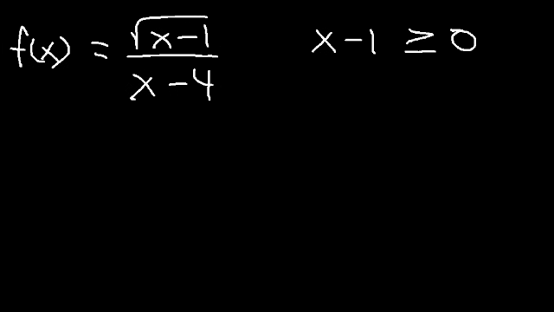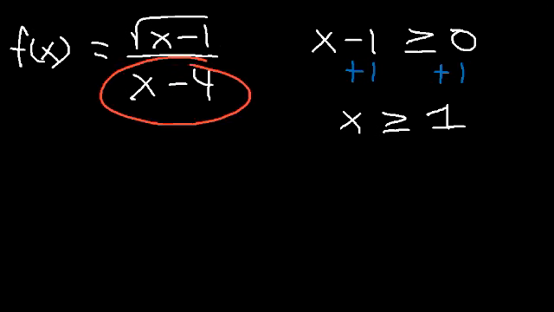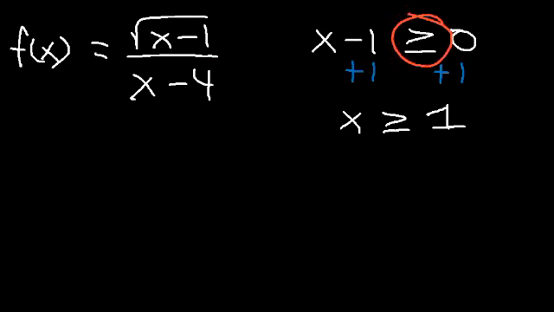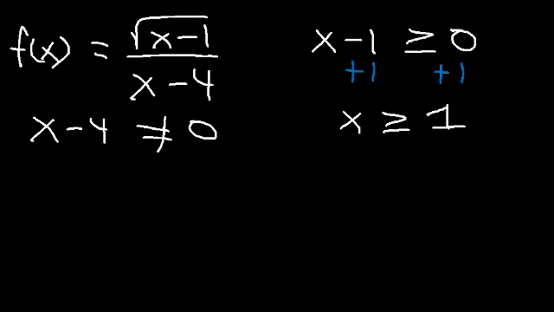So let's go ahead and add 1 to both sides. We know that x has to be equal to or greater than 1. Now for the bottom part, we have a rational expression. We don't have a radical, so we're not going to have an inequality. Instead, x minus 4 cannot equal 0. It could be anything else, but just not 0. So if we add 4 to both sides, x cannot equal positive 4.